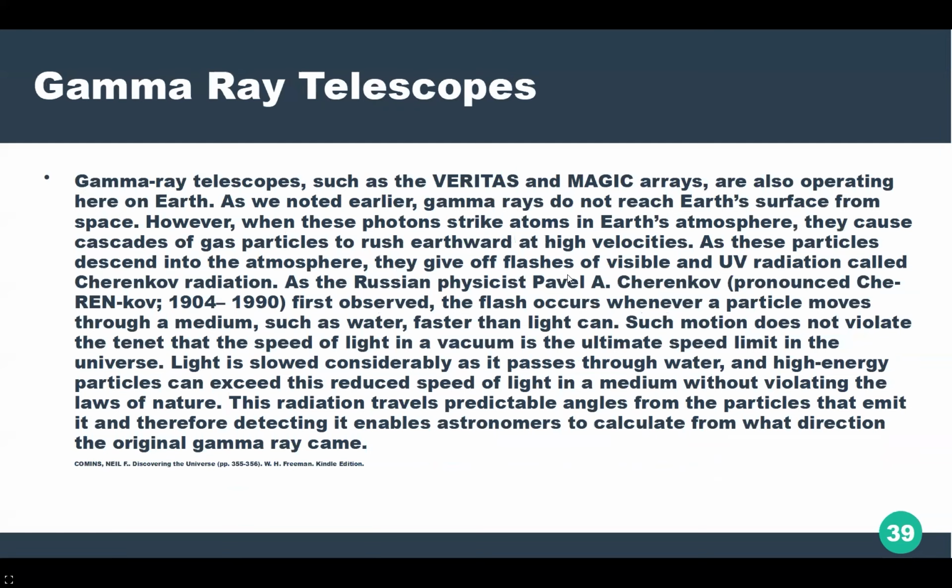Such motion does not violate the tenet that the speed of light in a vacuum is the ultimate speed limit in the universe. Light slows considerably as it passes through water, and high-energy particles can exceed this reduced speed of light in a medium without violating the laws of nature. This radiation travels at predictable angles from the particles that emit it, and therefore detecting it enables astronomers to calculate from what direction the original gamma ray came.